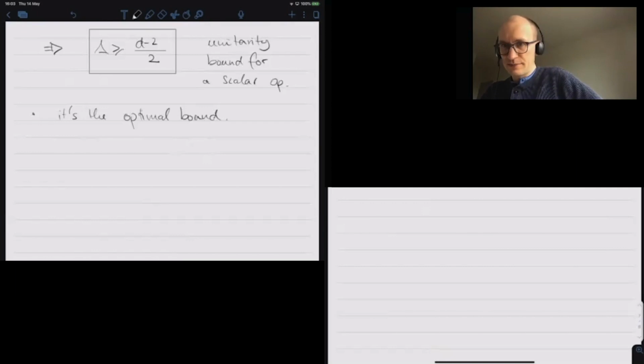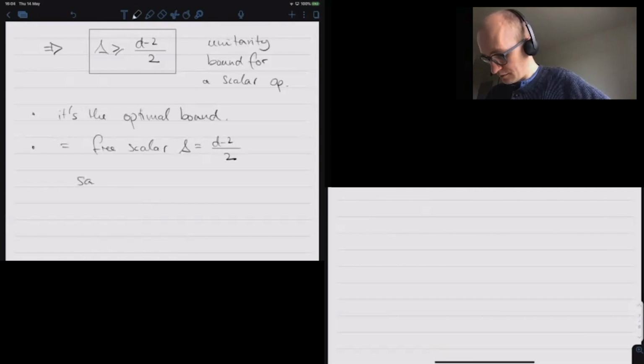So every conformal dimension in a healthy conformal field theory has to be greater than or equal to (d minus 2) over 2. We've met this, okay? It's actually the same dimension as the free scalar, which is (d minus 2) over 2. So the free scalar saturates the unitarity bound.